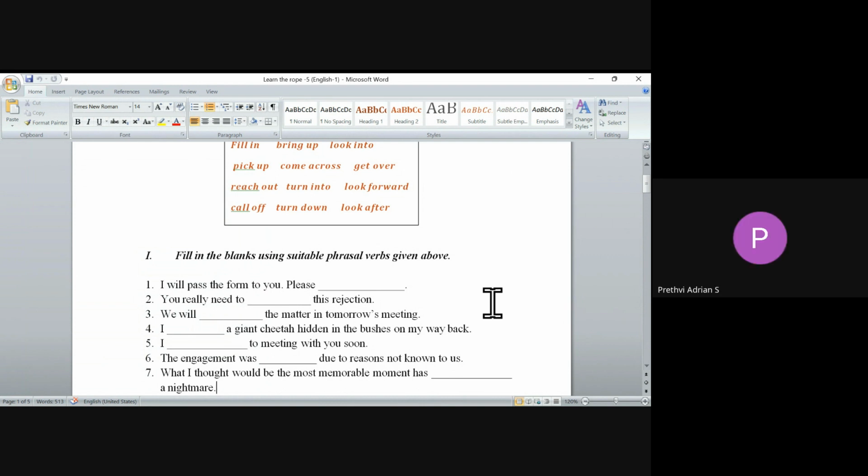Ma'am, then the purpose of the phrasal verb is not the same, ma'am. Sorry? If we convert get over to get the rejection over, the role of the phrasal verb will be diminished or the phrasal verb will not exist.